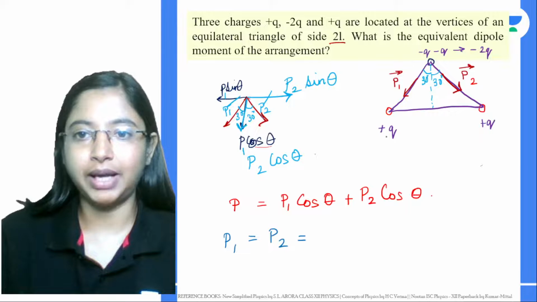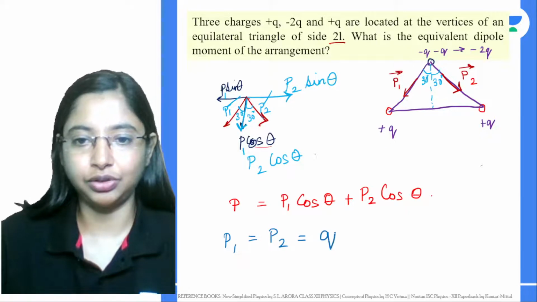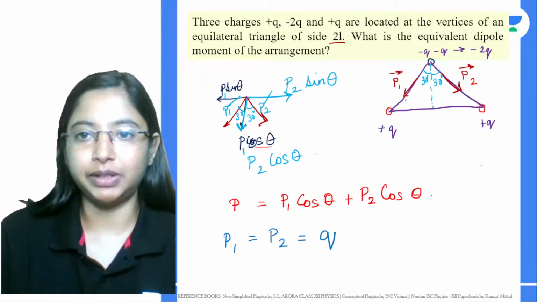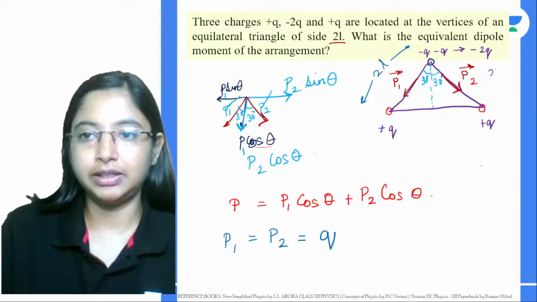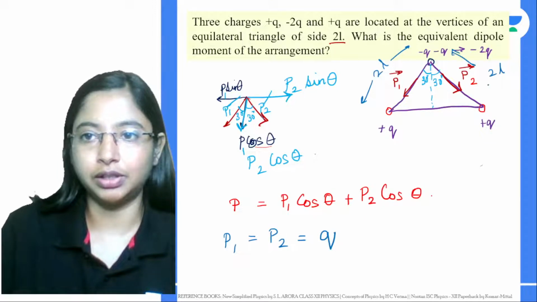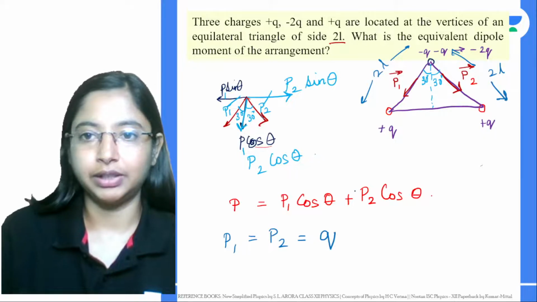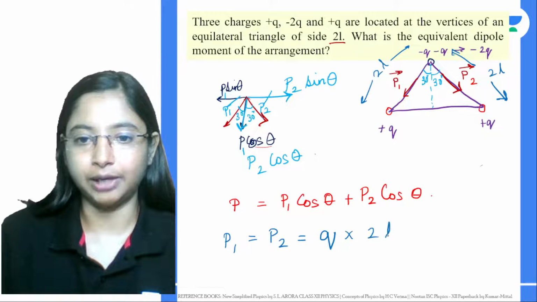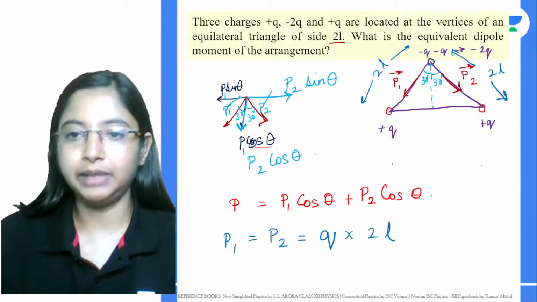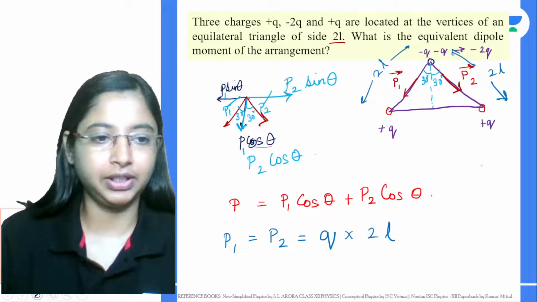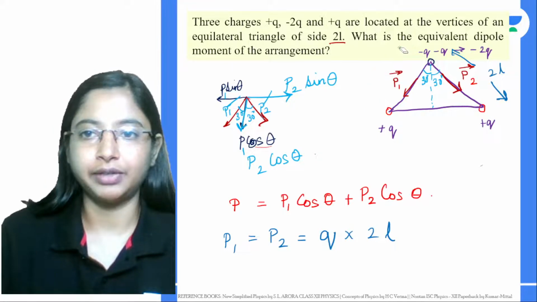Okay. Now P1 and P2 is equal to what? What is the charge? Magnitude of one of the charges, that is Q, into the distance between them. The distance between them in this case is 2L according to the question. 2L is given, right? So in this case 2L is given into 2L and both of it is same. P1 and P2, that distance is actually given in the question itself, right?